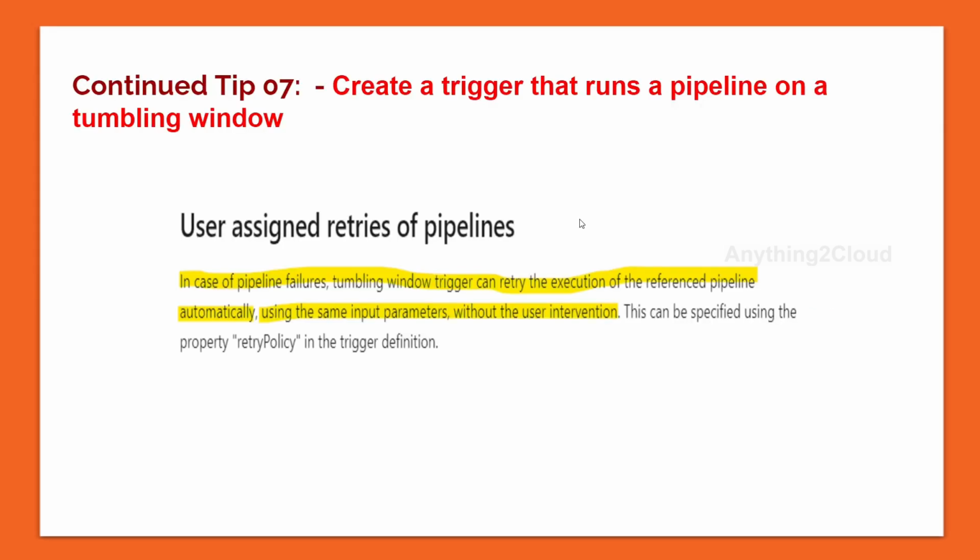Another advantage of this tumbling trigger is that in case of pipeline failures, the tumbling window trigger can retry the execution of the referenced pipeline automatically, using the same input parameters without user intervention. This can be specified using the retry policy property in the trigger definition. If you see the tumbling window trigger option, there is something called advanced. If you go into the advanced option, you will find this retry option. There you can provide values for how often you want to retry this particular trigger in case of any failures. So that's another advantage: in case of any failure, the tumbling window trigger can automatically re-trigger the pipelines.